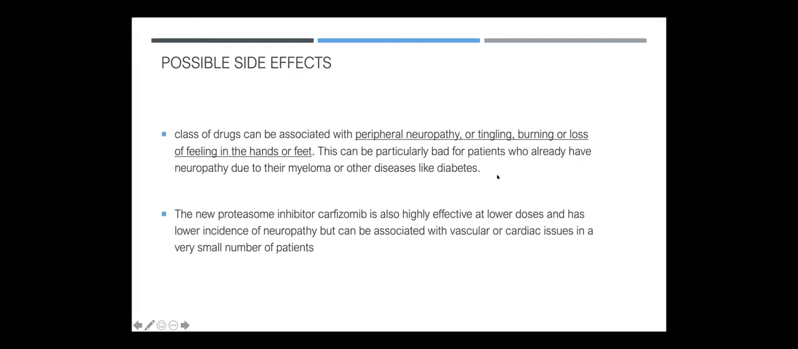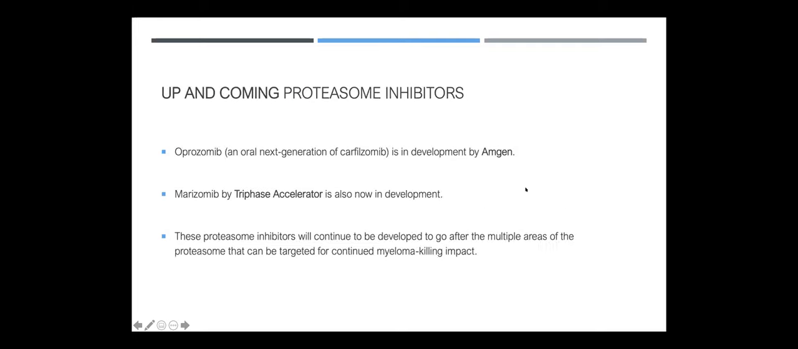There are many possible side effects, as with many other therapies, including peripheral neuropathy or tingling. It has very harmful effects, with a high possibility of affecting our neuronal functions. But still, patients use it very often because they are willing to treat the disease despite these possible side effects. Many upcoming proteasome inhibitors are trying to reduce the side effects, and they will continue to be developed to maintain the myeloma-killing impact. This is the end of my presentation, and thank you for listening.